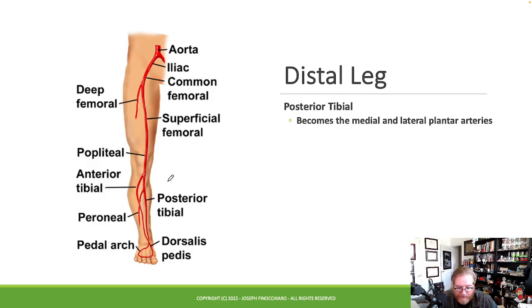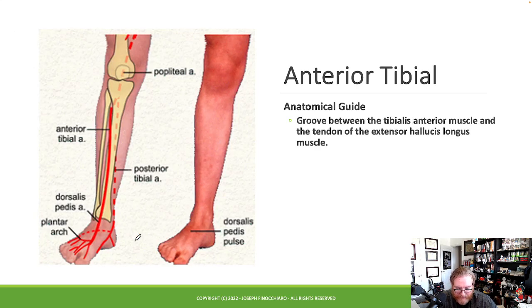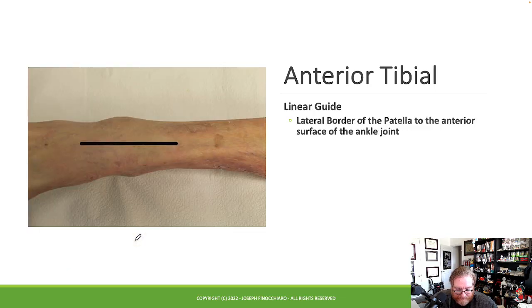The posterior tibial becomes the medial and lateral plantar. You plant your foot, heel of the foot, becomes the medial and lateral plantar arteries. There is a groove between the tibialis anterior muscle and the tendon of the extensor hallucis longus muscle. That's where you're going to find the artery. That is its anatomical guide.